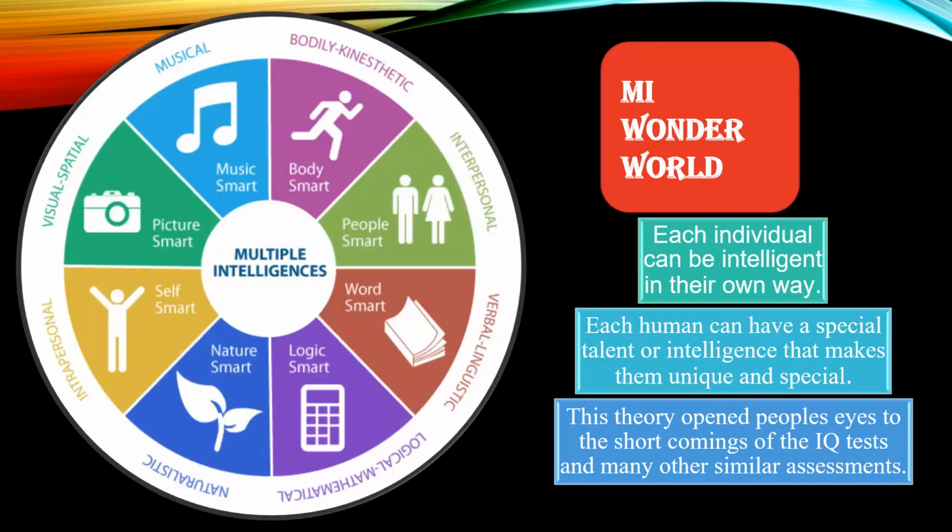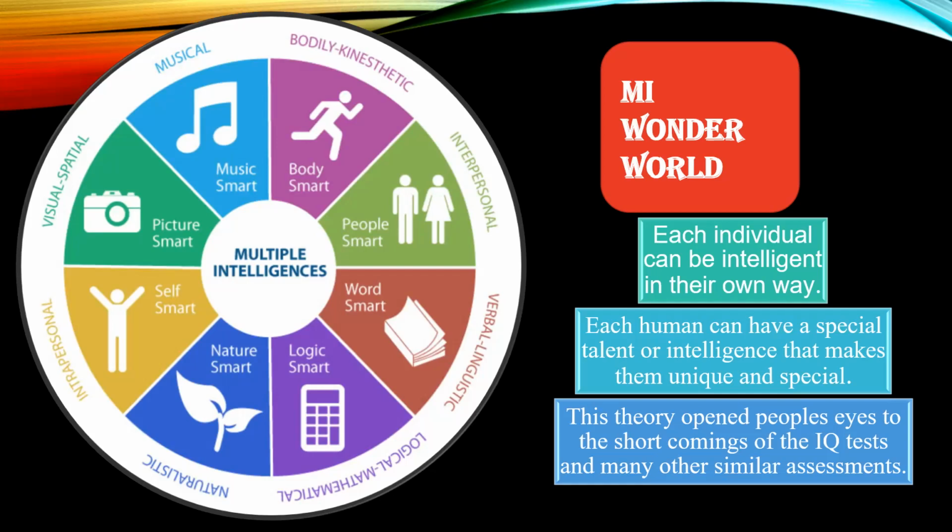So, as you can see, multiple intelligence wonders the world. Each individual can be intelligent in their own way. Each human can have a special talent or intelligence that makes them unique and special. This theory opened people's eyes to the shortcomings of the IQ test and other similar assessments. Okay, so these are the intelligences we have.